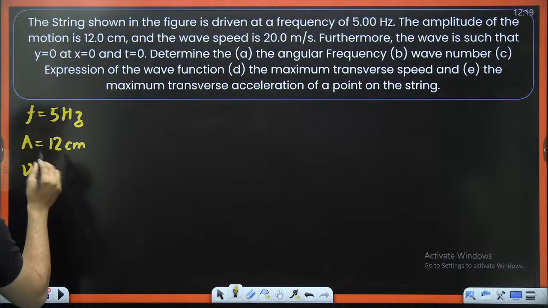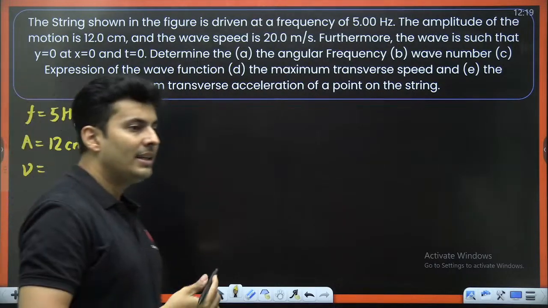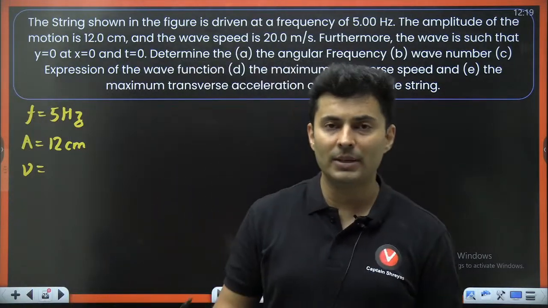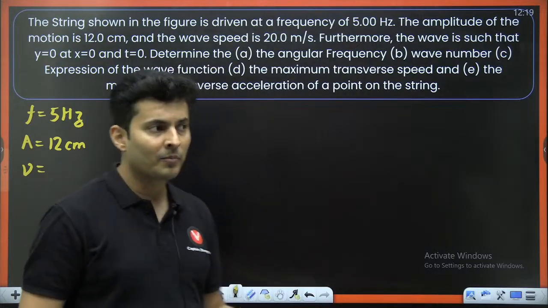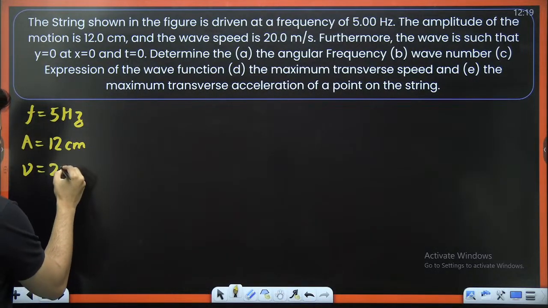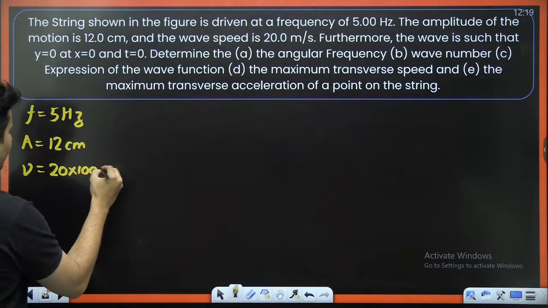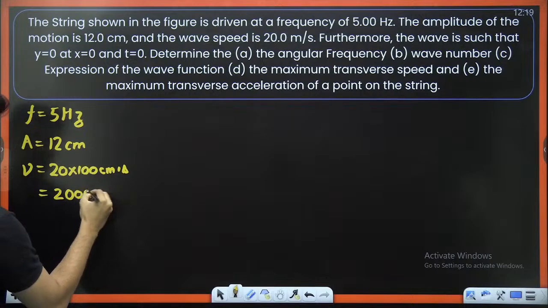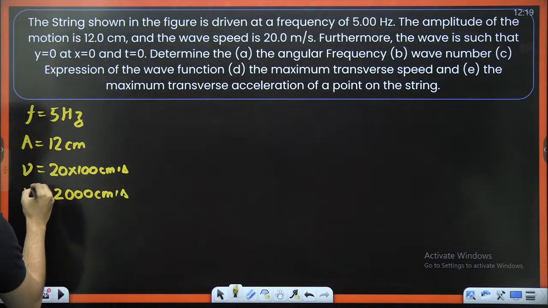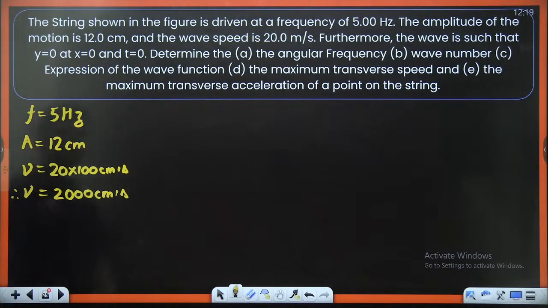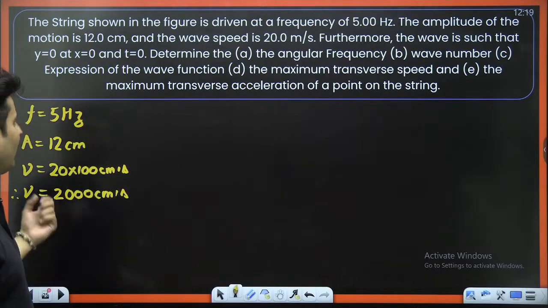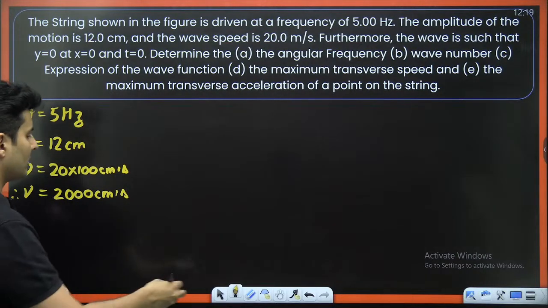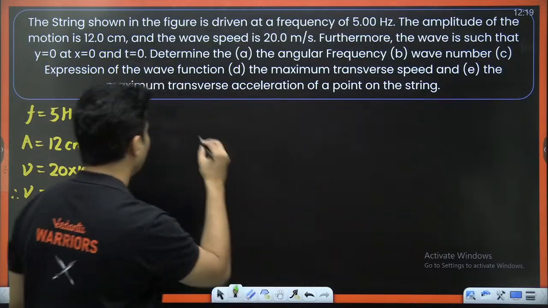Wave speed is 20 meters. 20 meters is how many centimeters? Multiply by 100. So it will be nothing but 20 into 100 centimeters per second, which is basically 2000 centimeters per second. That is your wave speed. And y is 0, x is 0, t is 0. This will be useful for phase determination, nothing else. Question is angular frequency and other stuff. So start off with whatever you know.